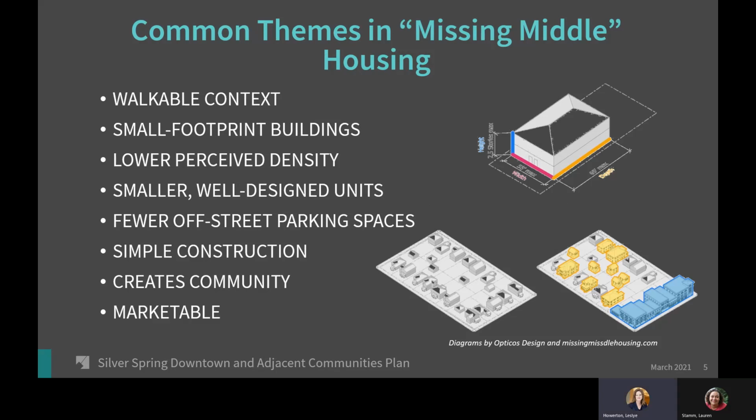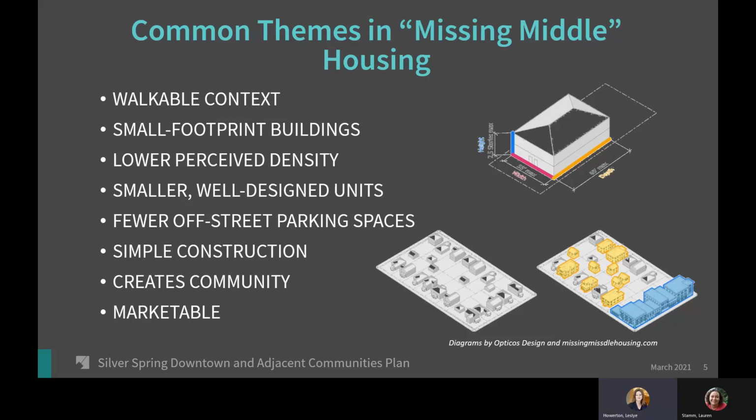Here is a list of common themes or attributes of successfully implemented missing middle housing. Ideally, missing middle housing is located or placed in a walkable context to goods and services, transit, and amenities, as residents living in missing middle housing or smaller units typically have less need for a car, may not have a car, and parking requirements are ideally reduced or non-existent for these housing types.